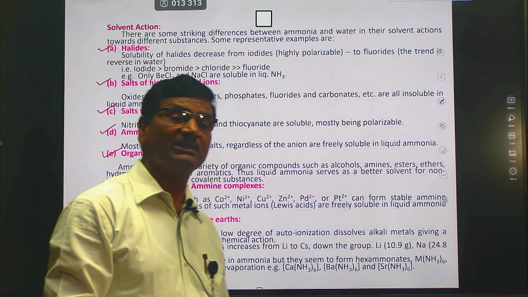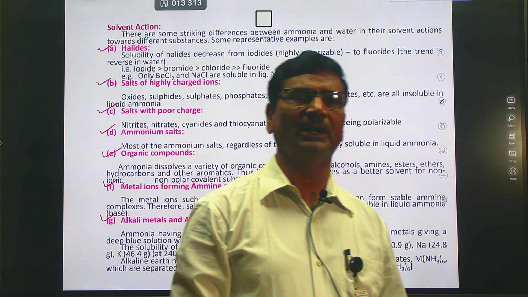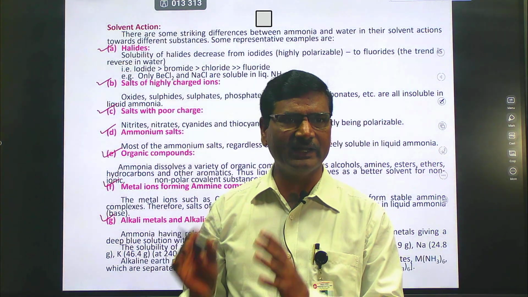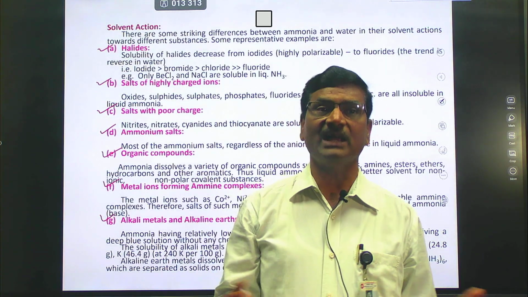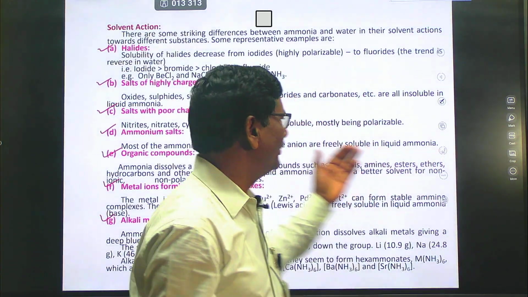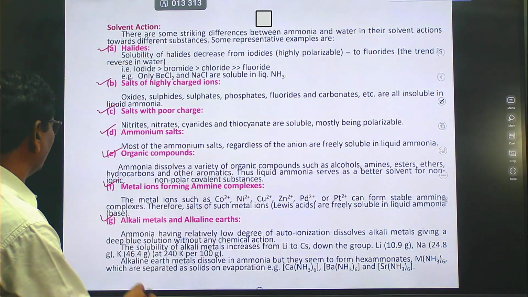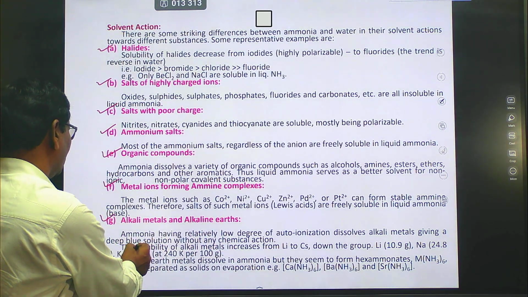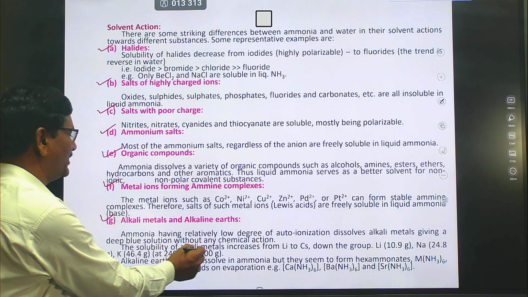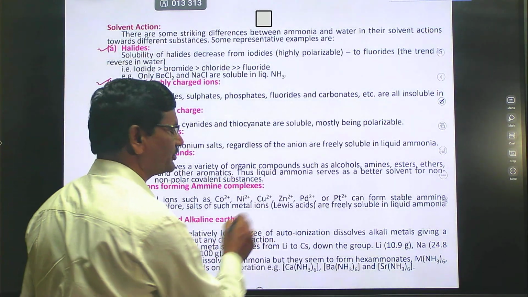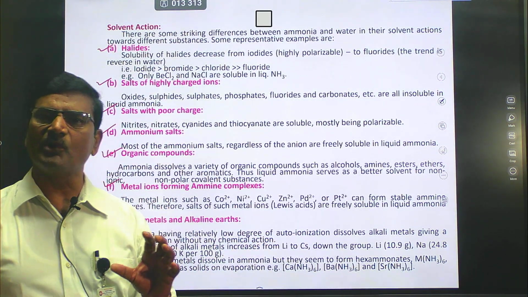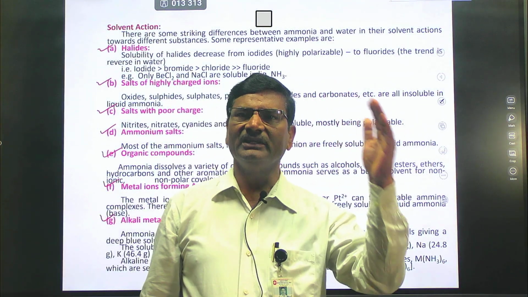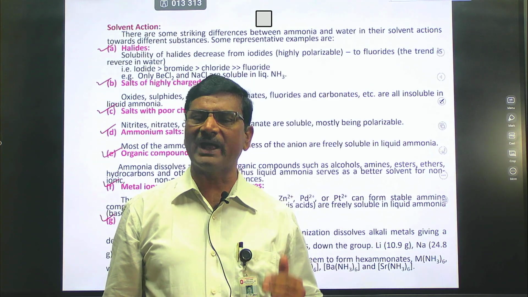If you see the periodic table, the metals placed in the first A group of elements and the second A group of elements, their halides can be dissolved. Many halides also dissolve in ammonia. For example, if you take alkali metals and alkaline earth metals, the solubility of the alkali metals increases from lithium to cesium. If you observe the periodic table, at the top there is lithium. The first A group elements are lithium, hydrogen, sodium, potassium, magnesium and cesium.